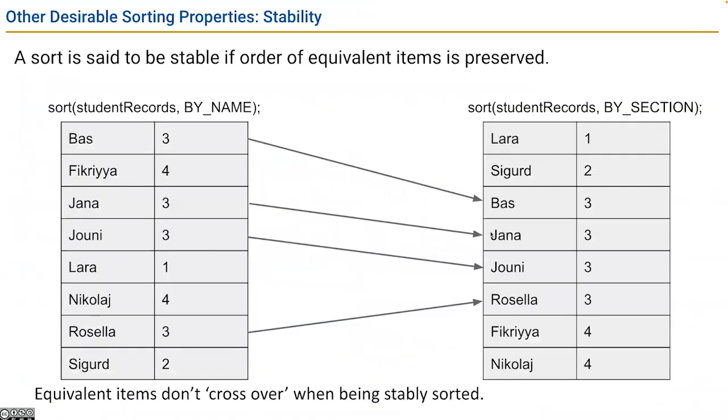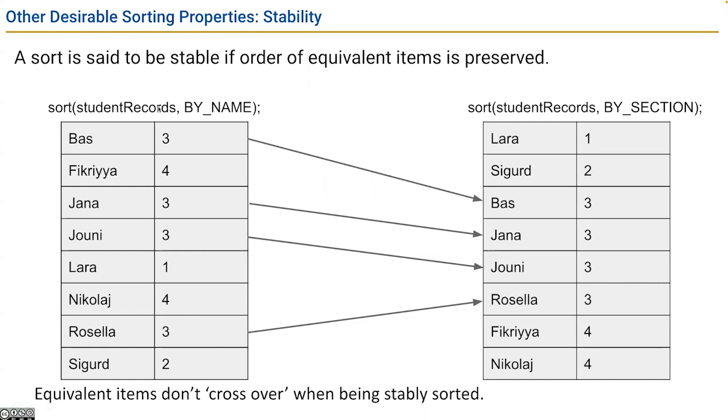But what I want to point out is a useful feature of sorts you might have seen before somewhere, which is the idea that a sort is stable if equal items are preserved. And by equal, I mean equivalent, like the less than operation considers them equal. So for example, let's suppose we sort a bunch of students by their name. You can see that they're sorted. We have Boss and Jana, and Lara, and so forth, random names. And then we have their section numbers.